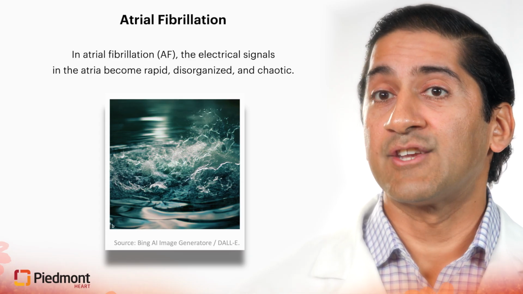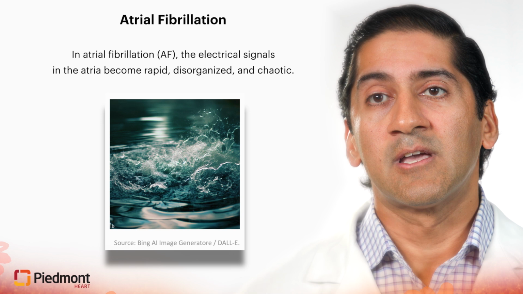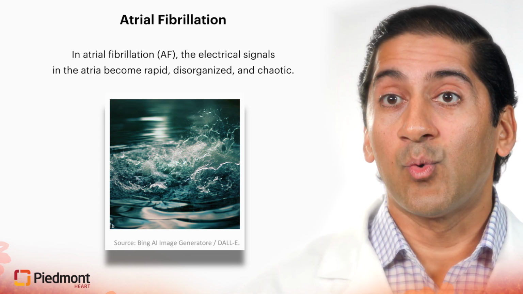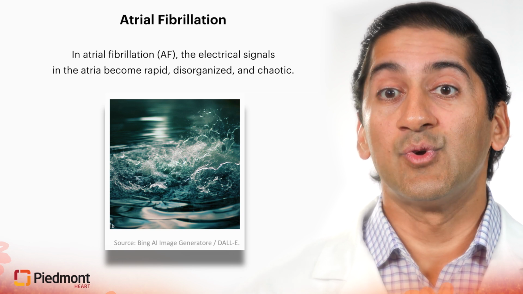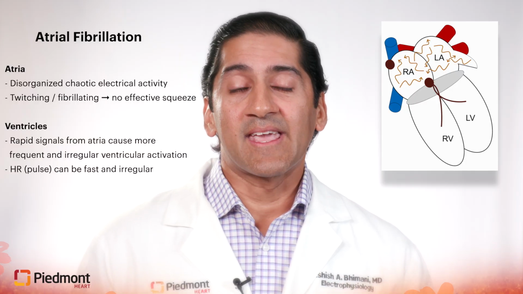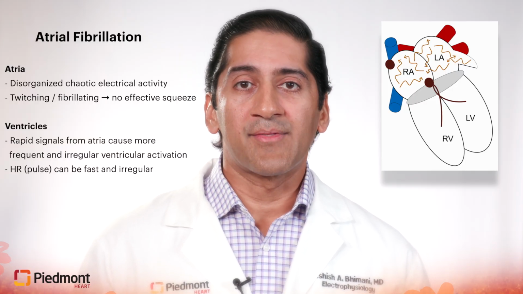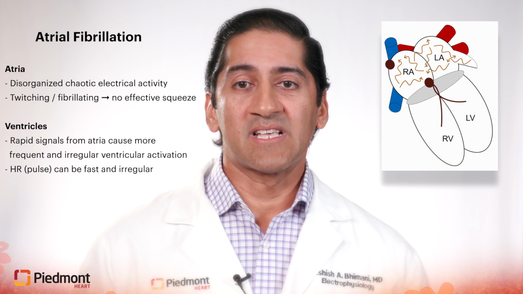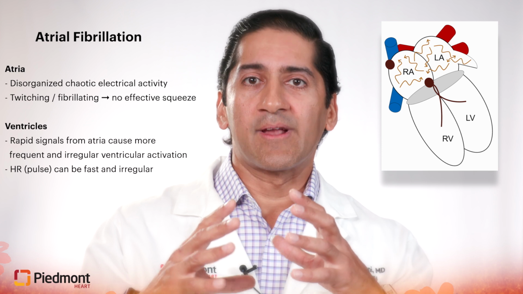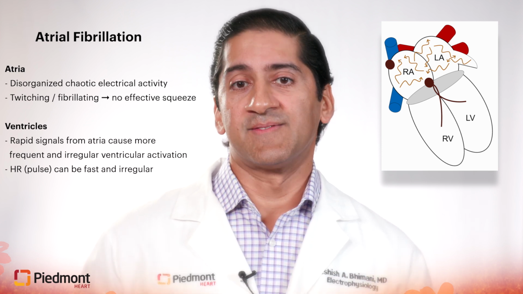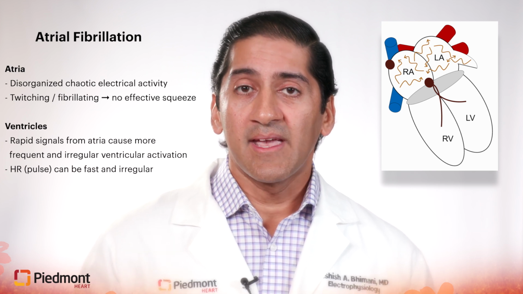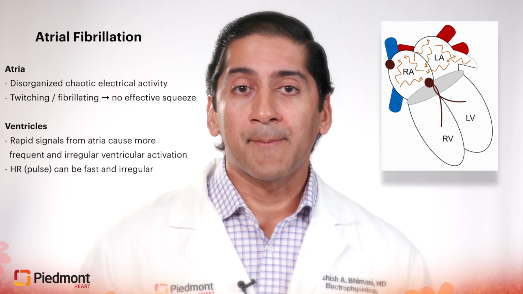Now, in atrial fibrillation, the electrical signals in the atria become rapid, disorganized, and chaotic. And here's an example of what that might look like in the water. Instead of that smooth signal, just a lot more of a mess electrically. Here's that schematic again, and you can see the signals are moving all around the atria and not in any kind of organized pattern. And that disorganized activity leads to twitching or quivering of the atria, so you get no effective squeeze. Now, those signals can then activate the ventricle in an irregular and somewhat rapid way.